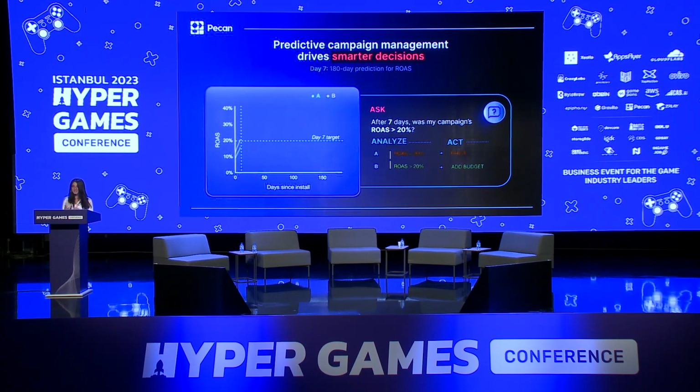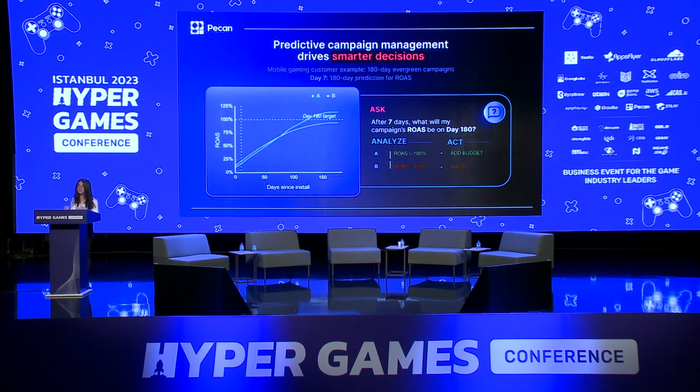But the thing is, campaigns are not linear. And this assumption is in so many cases wrong. Some campaigns behave differently. Anyway, in this example, this app developer decided to kill campaign A that did not meet the day 7 target and add budget to campaign B that actually met the target.